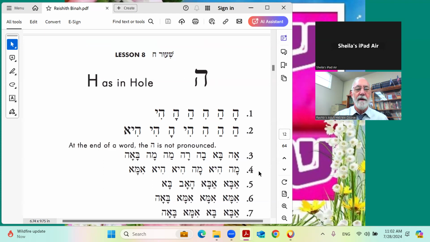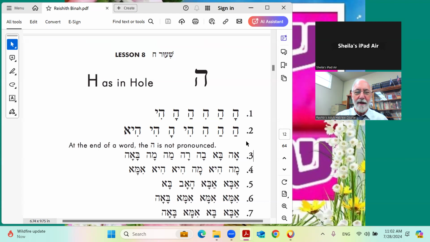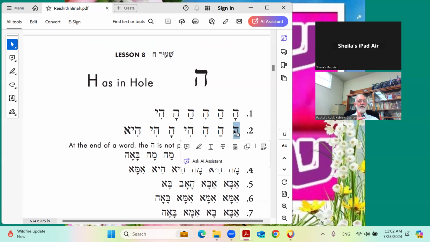Line 2. Ha, he, ha, he. Okay, so two things. He is she. He is she. Okay, when you see ha in front of a word, it's a prefix and it means the.